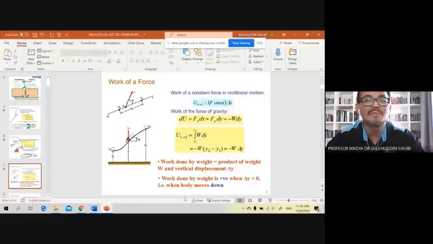Case number 2, we look at another example. This is work done when we have a constant force. Okay, constant force.